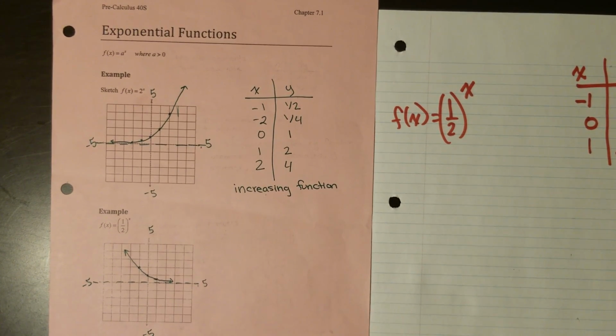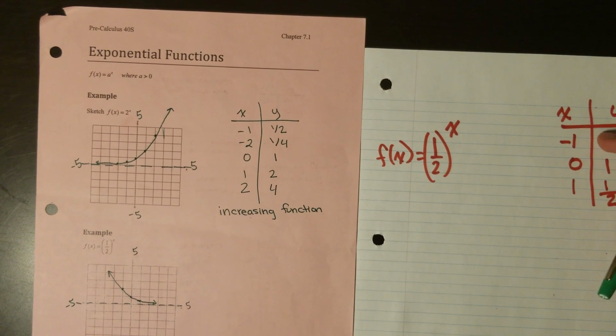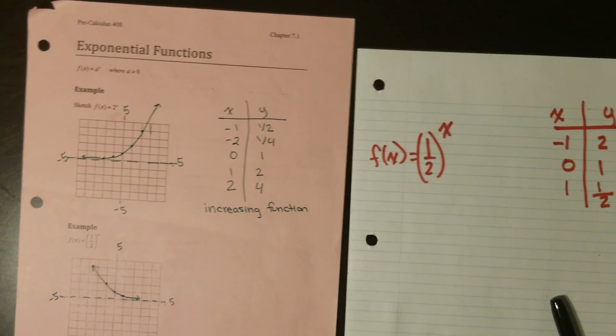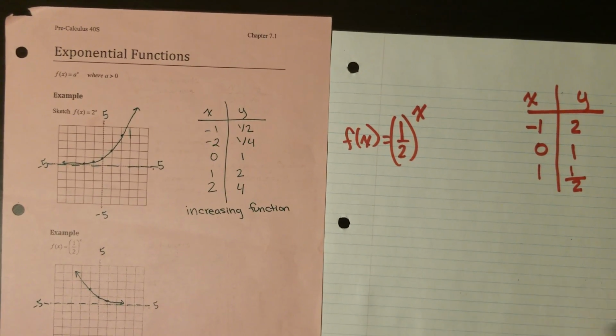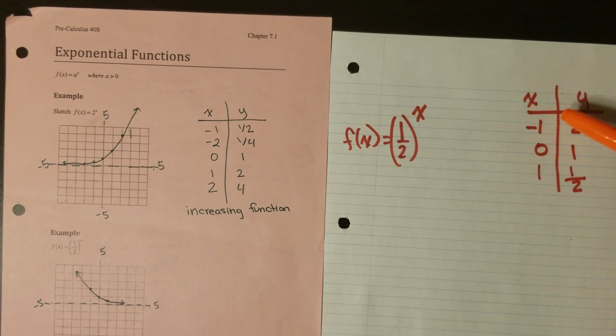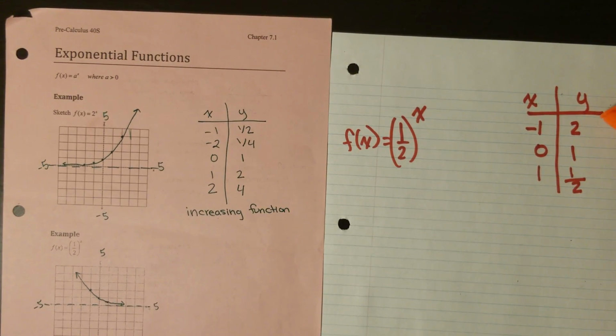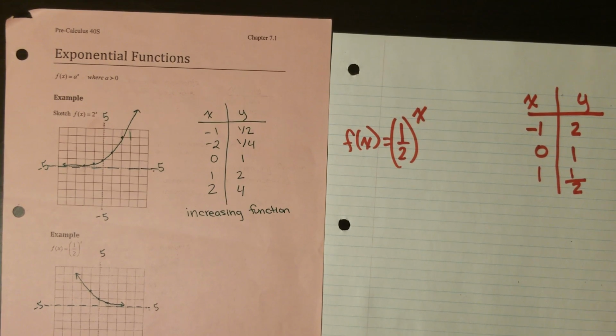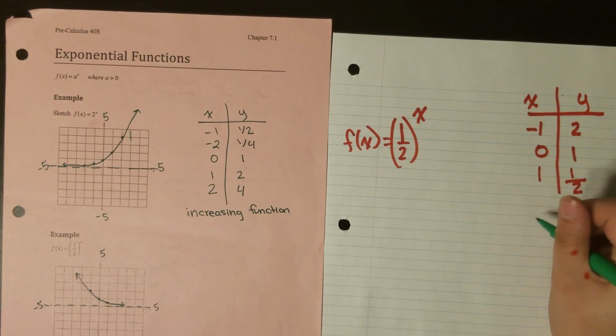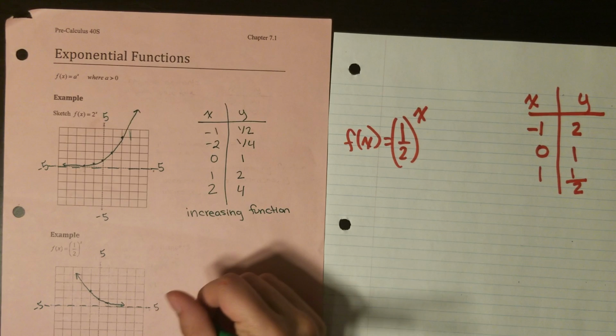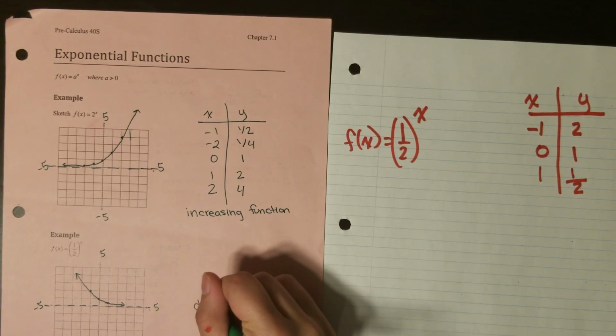Now we're going to look at the table of values once again and determine whether or not this is an increasing function. When I look here, as my x values increase, my y values decrease. I started off at 2, then I went to 1, then I went to 1/2. So my y values are decreasing and my x values are increasing. So this is called a decreasing function.